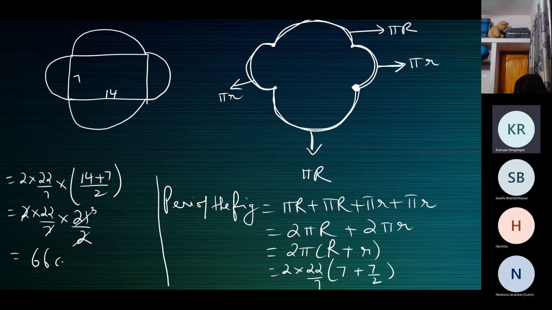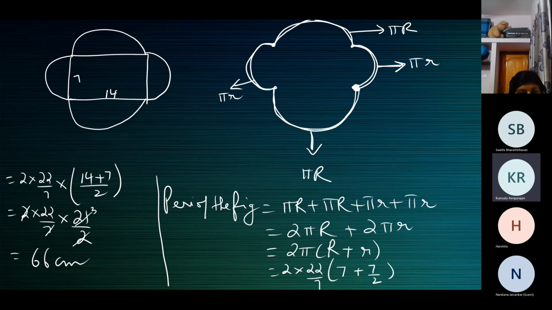7 3s are 21. Yeah. You got 66, is it? I got 66, ma'am. I was wondering how you got 110. Ma'am, I also got 66, ma'am. Very good. I went wrong in taking the value of capital R.